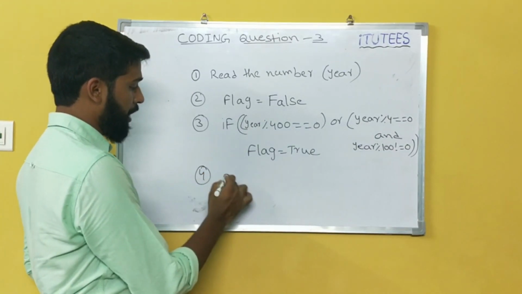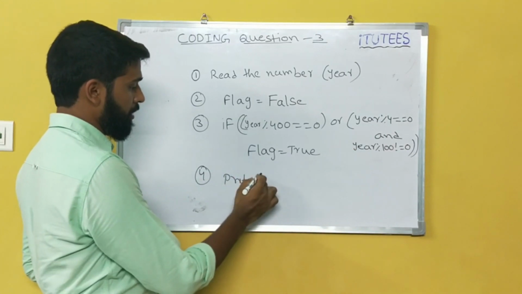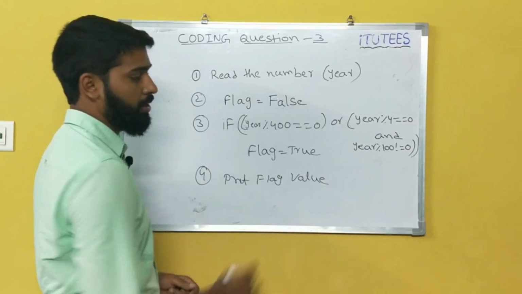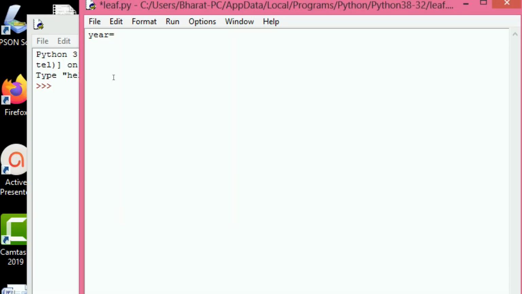In the fourth step, I am going to print the flag value. That's it. Year equals int of input. Next I am taking a flag. Flag equals, initially I am taking false.